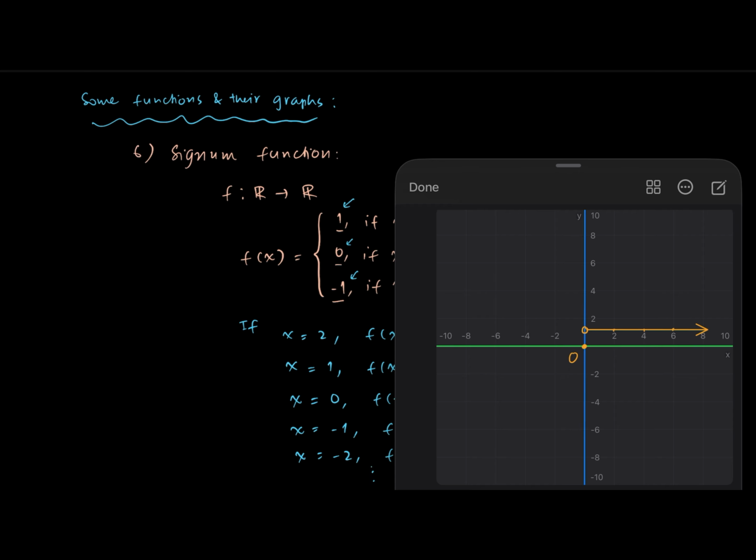Also, we know that for values of x less than 0, value of y is always negative 1. Take for example, for x equal to negative 2, y will be negative 1. For x equal to negative 4, y will be negative 1. For x equal to negative 6, y will again be negative 1. So here in this condition, our graph will be somewhat like this. Here again, on x-axis, we will be having an open interval, as for x equal to 0, y is not equal to negative 1. So this is how we can represent signum function with the help of a graph.